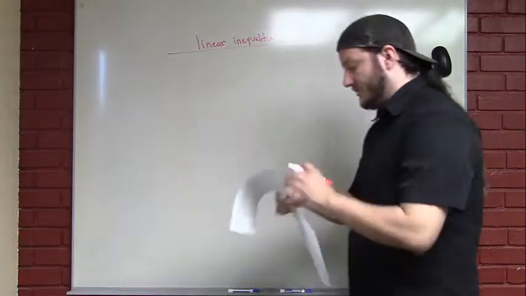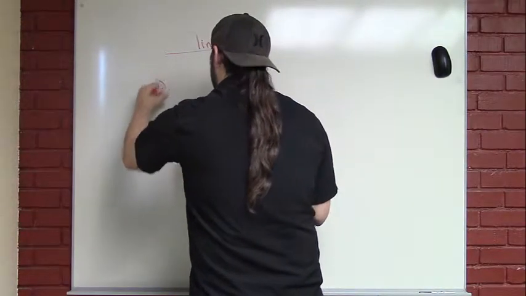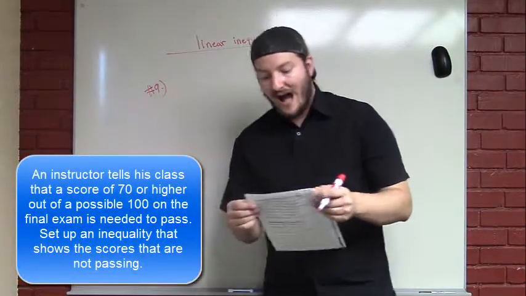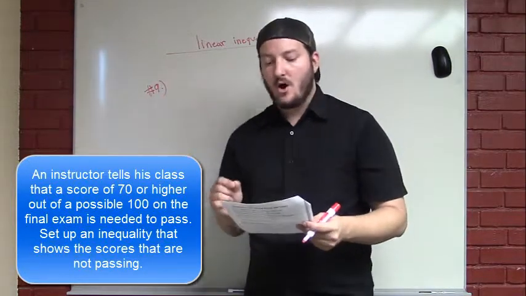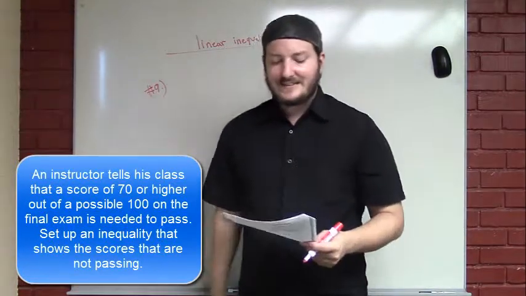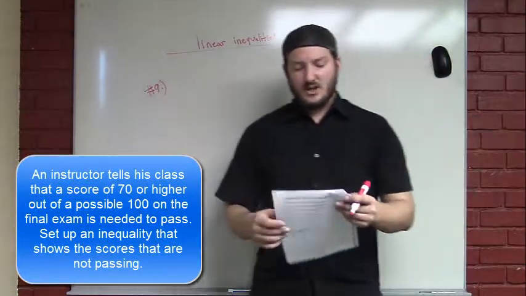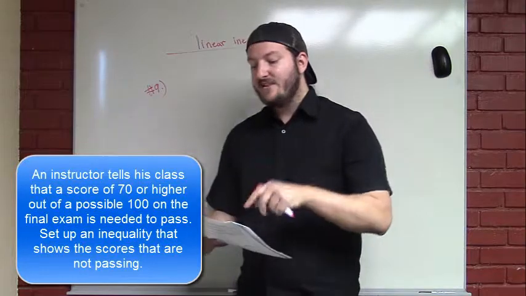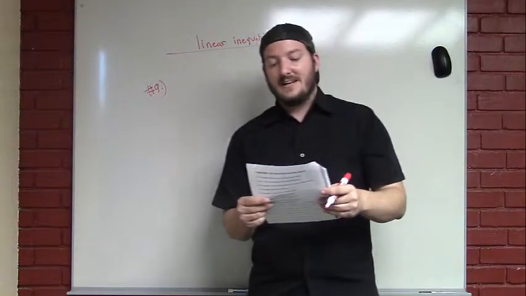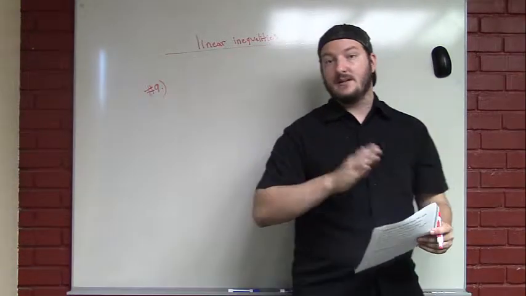Number 9, next page. Okay, number 9. An instructor tells his class that a score of 70 or higher out of a possible 100 on the final exam is needed to pass. I'm sure a lot of us can relate to that, right? Set up an inequality that shows the scores that are not passing. So, it says you need a 70 or higher to pass, okay? And it wants us to set up an inequality that shows the scores that are not passing, which would basically be 70 and below, right?